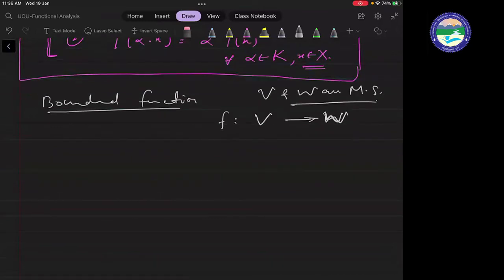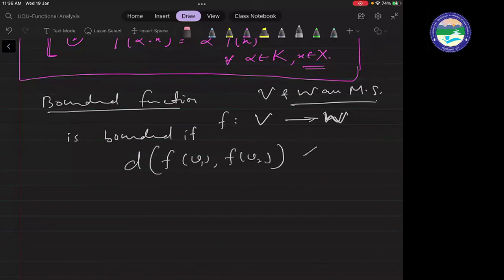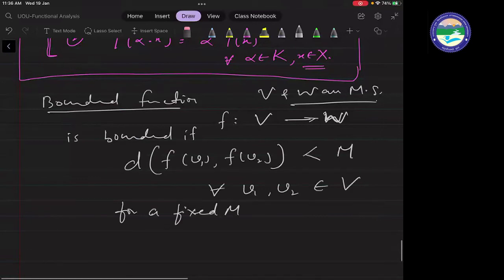So f from V to W is bounded if d of f(v1), f(v2) is always less than or equal to M for all v1, v2 in V, for a fixed positive M. So this means there exists a positive M such that the distance between f(v1) and f(v2) is always less than a fixed positive number M. Okay, so this is a bounded function.